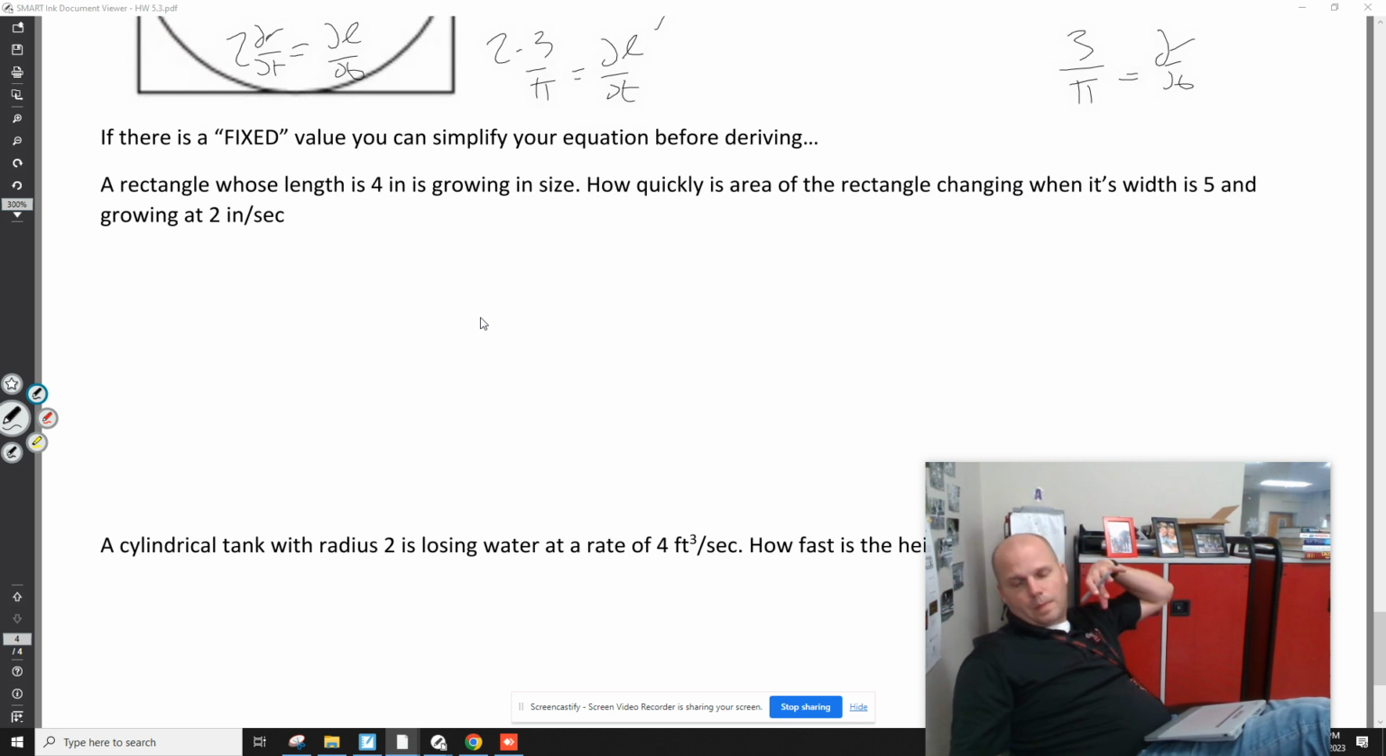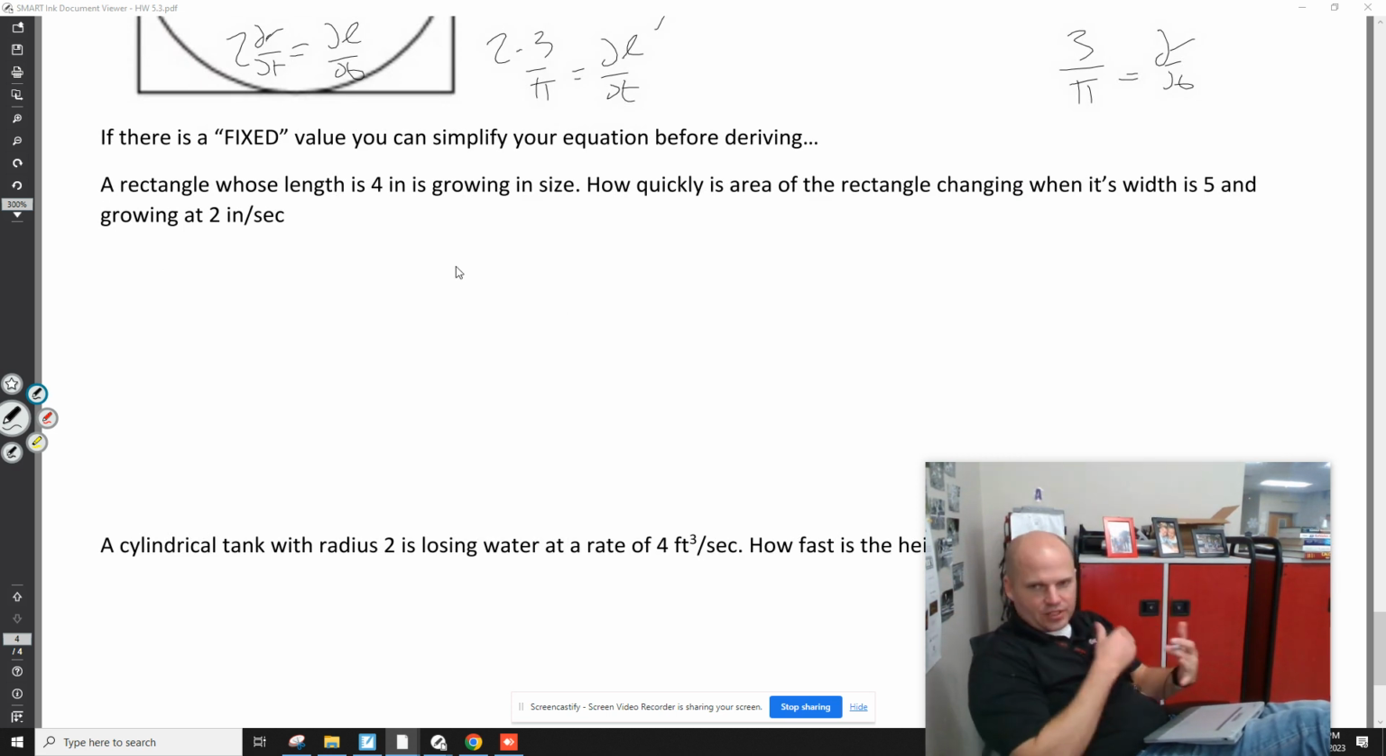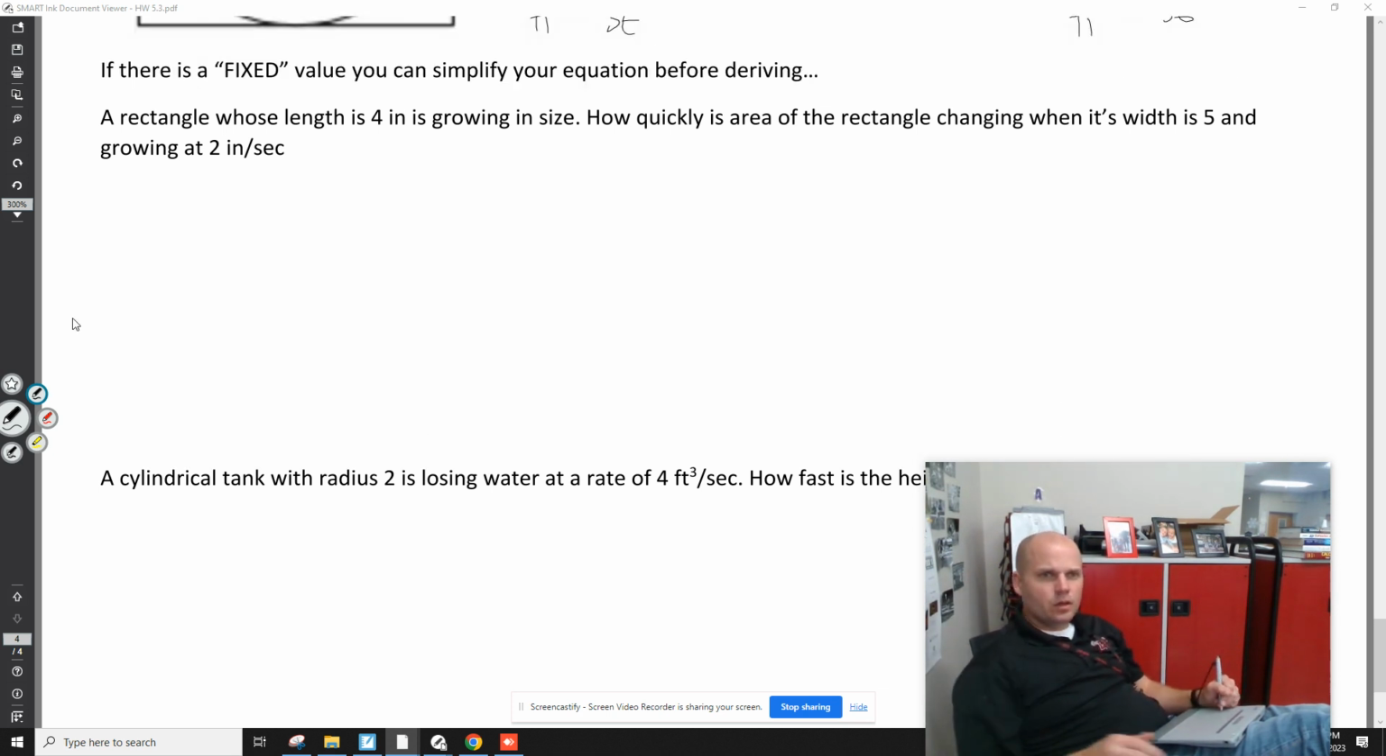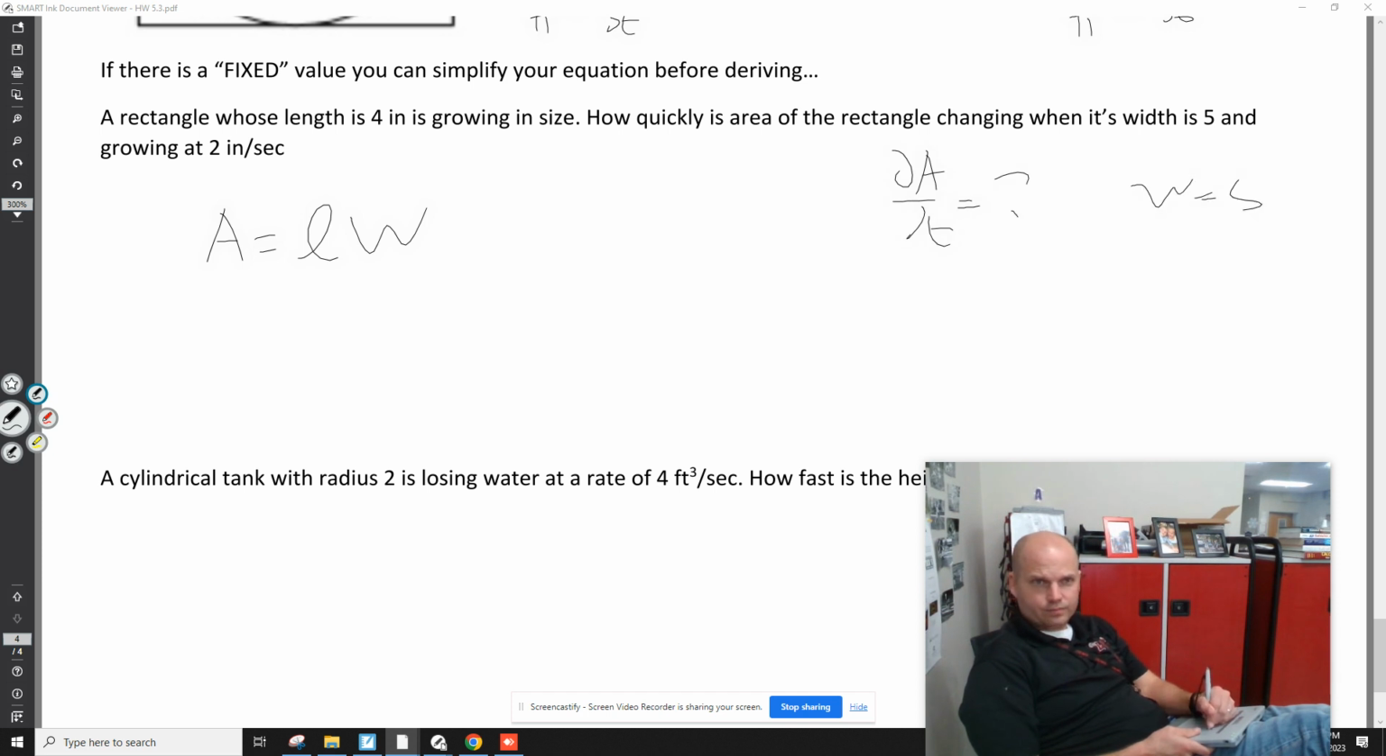Leading us into next class majorly. If there are things that are fixed, you can use it to your advantage. For example, a rectangle has an area length times width, right? Quickly, is the area of the rectangle changing when its width is 5? And the width is growing at 2 inches per second. How do I know that that's not a dA/dt? Because it's inches to the first per second. It's very important.